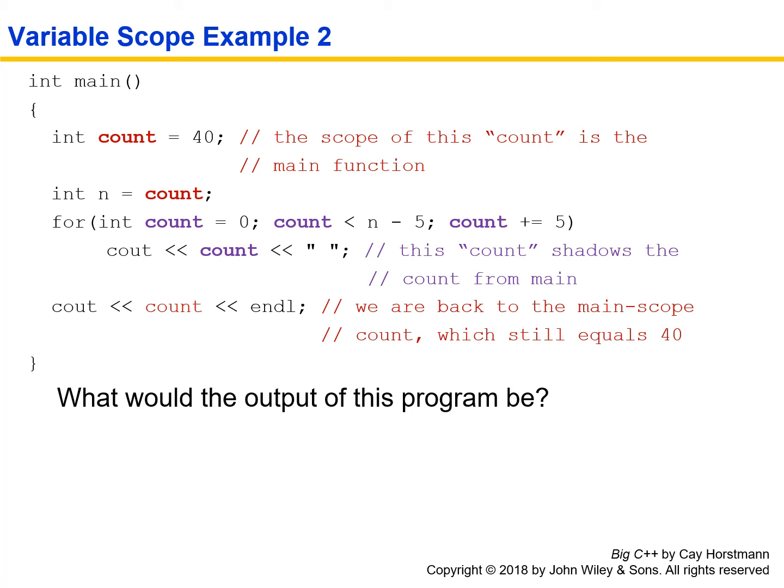So what would the output of this program be? We'd count 0, 5, 10, 15, 20, 25, 30. Then we'd exit the for loop, and count suddenly becomes 40 again, and we'd output 40.